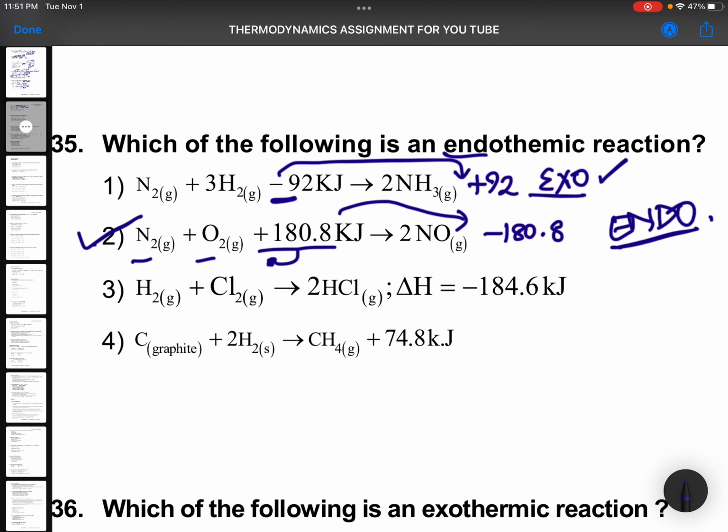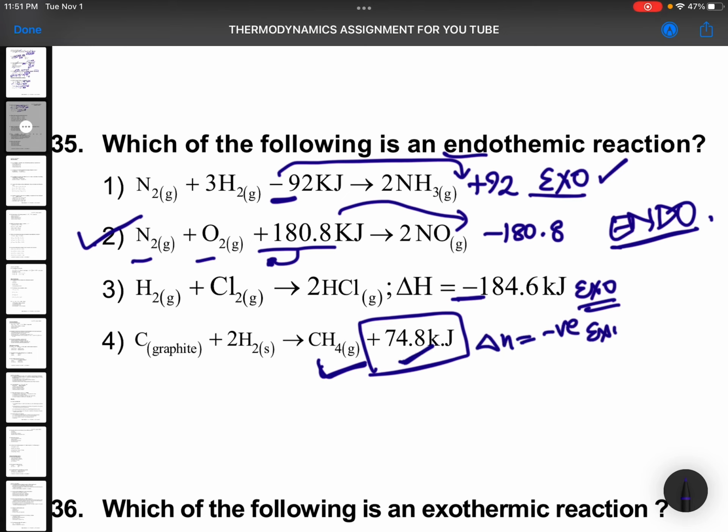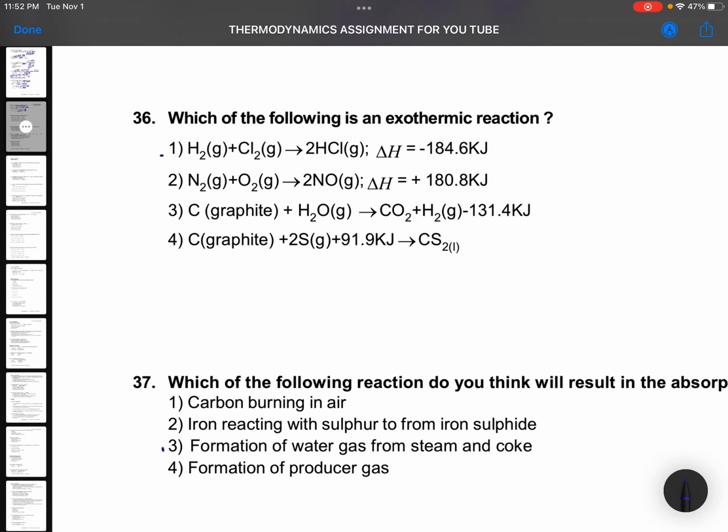What about this one? Delta H is negative means exothermic. So here in the equation, along with methane, this much energy is coming out. So delta H is negative, so this is also exothermic. Simple logic. You can answer all this easily.